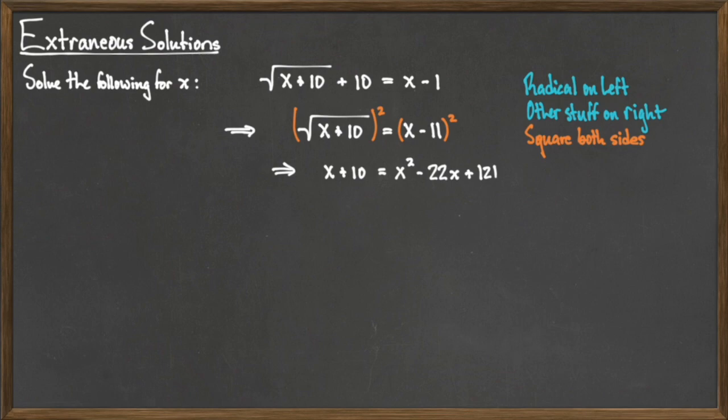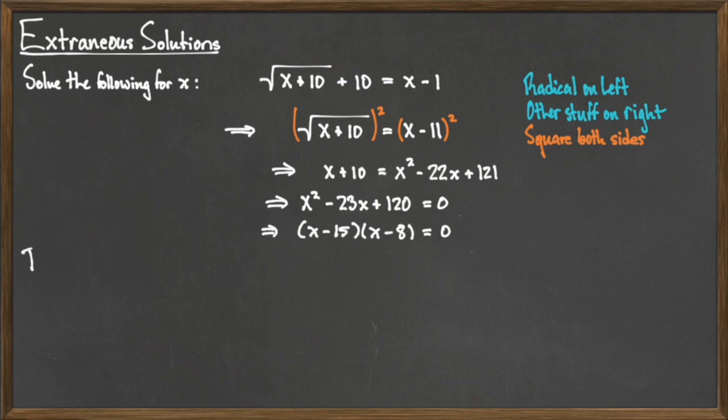Now that all of my radical terms are gone, I have a quadratic equation. So let me put it into standard form and simplify. What I get is x squared minus 23x plus 120 is equal to 0. It turns out this factors. It factors as (x minus 15) times (x minus 8). Because the coefficients are larger, it might take a little bit more guesswork, but the number 120 does factor as negative 15 and negative 8.